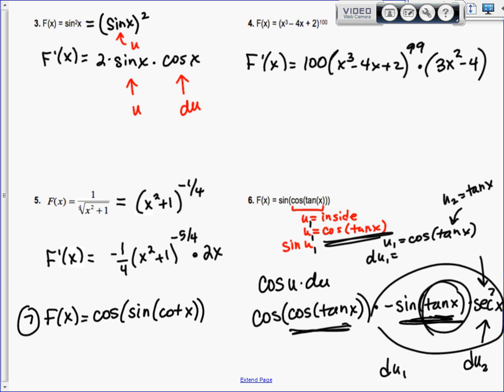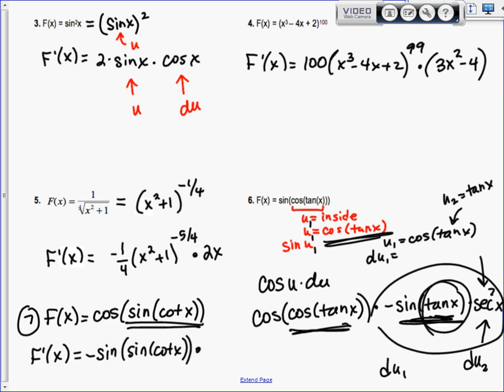So you're always thinking derivative of inside, derivative of outside, derivative of inside. All right, so this is your u that I'm underlining. When I take the derivative, the derivative of cosine of u is going to be negative sine of u, right? So it's going to be negative sine of that inner part, the u.